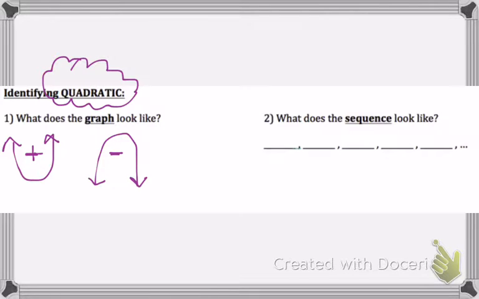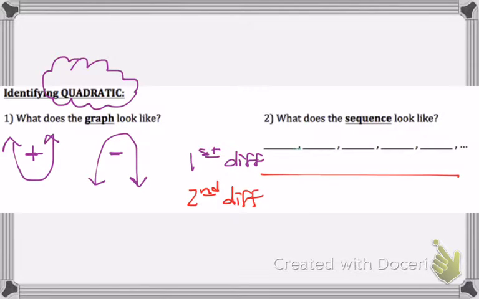Now, for the sequences on this one, we actually have to look at a first difference, and then we have to take a look at the second difference here. For the first difference, it's going to look like there is no pattern. What you're going to see is that the pattern goes like, for example, +3, +5, +7, +9. You can see that it's adding an odd number, but it's not adding the same amount over and over again.